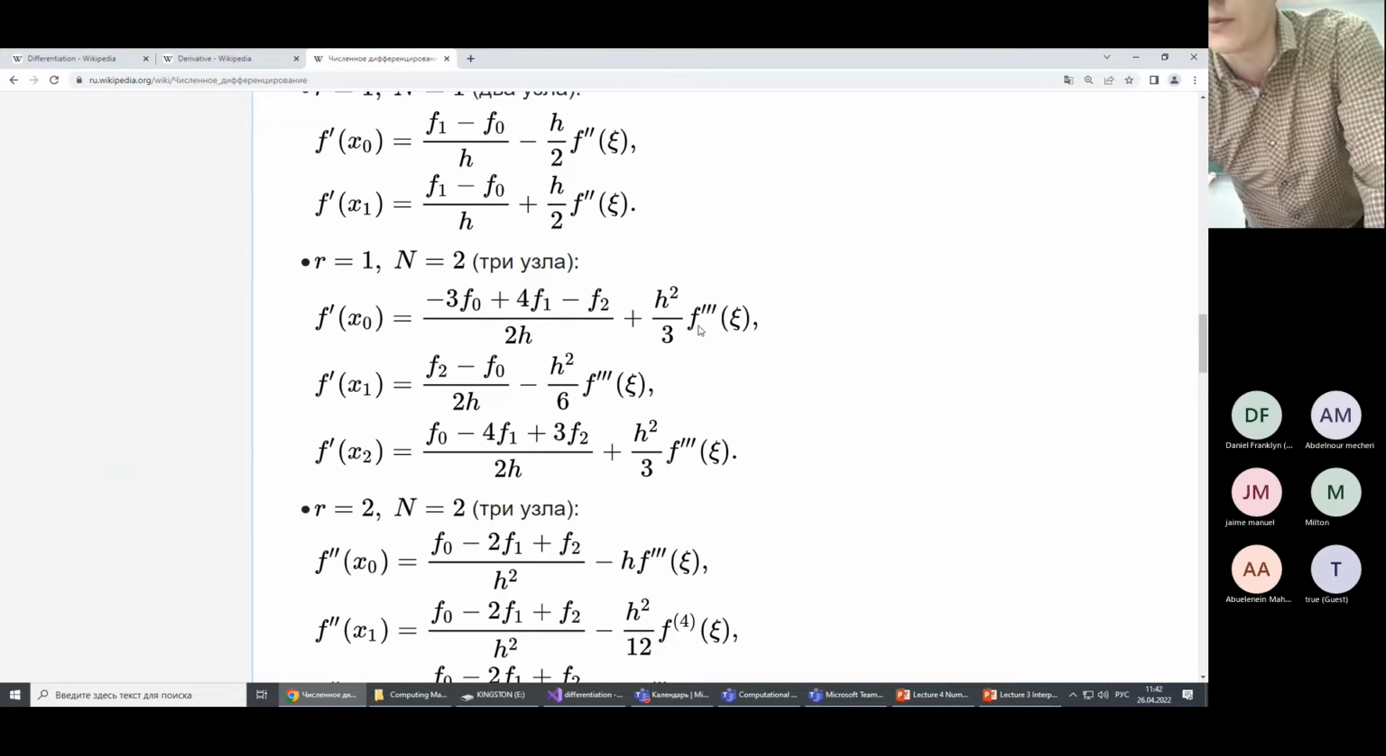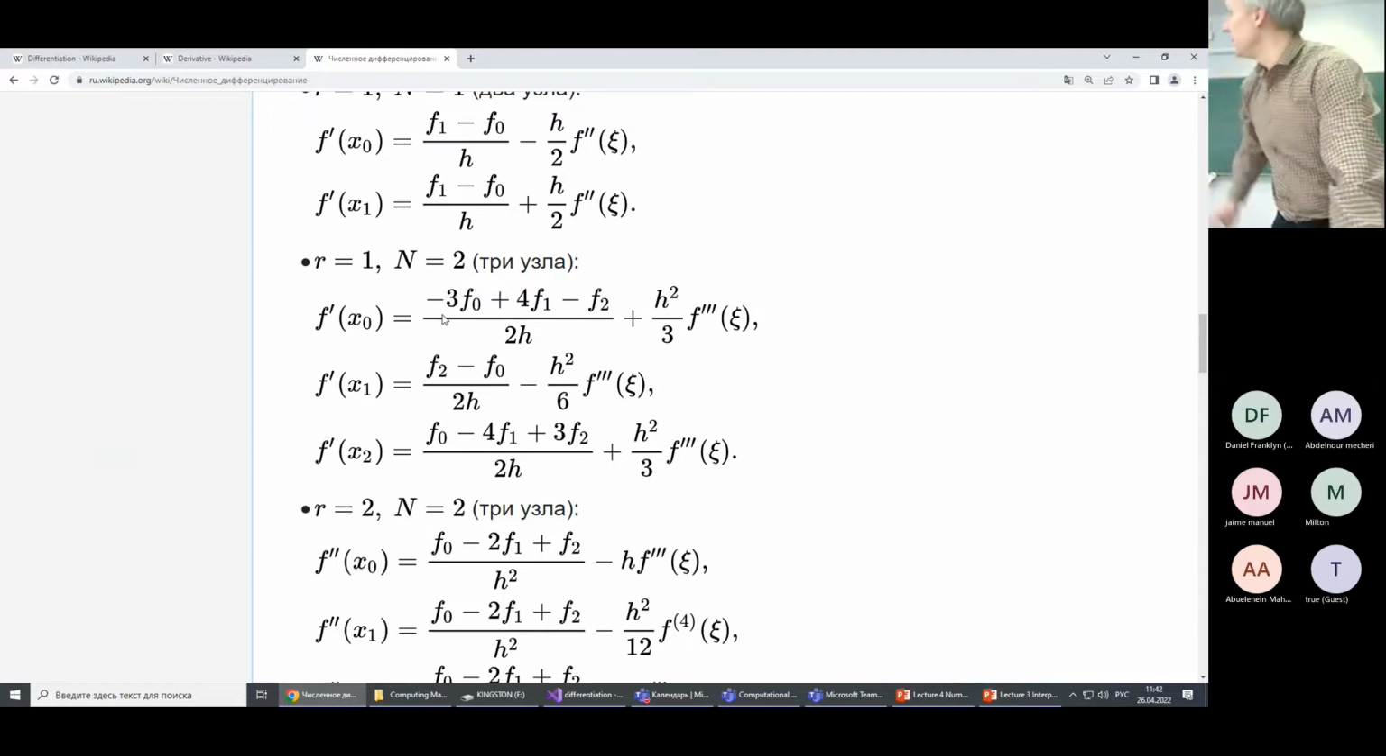This is the error term. But the formula is written here. Check your results. You should get the same. Minus 3 f0 plus 4 f1 minus f2.